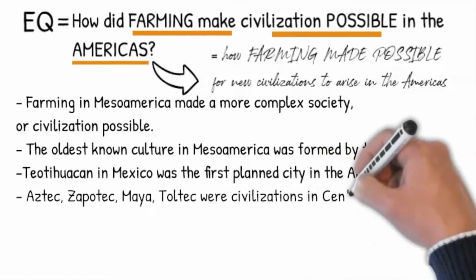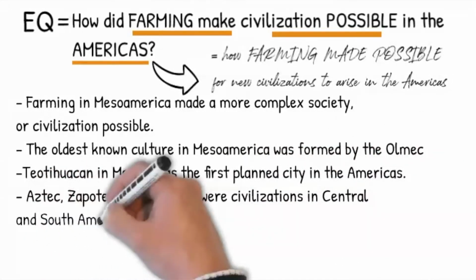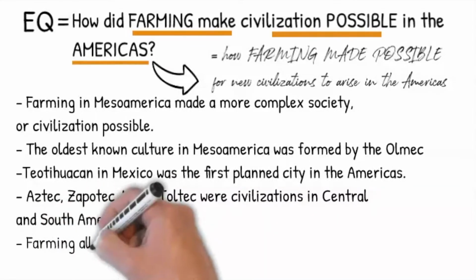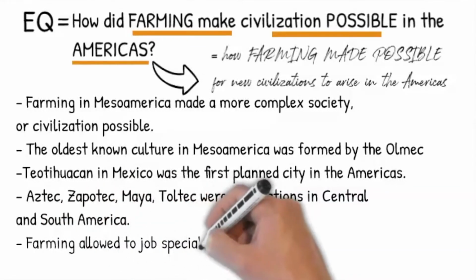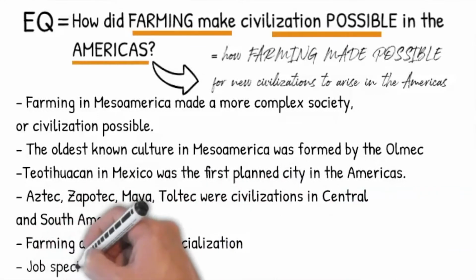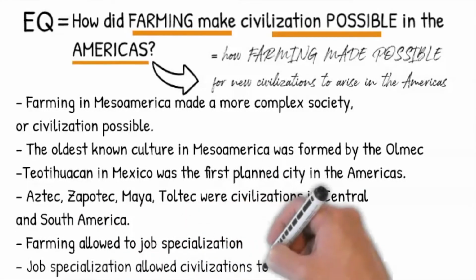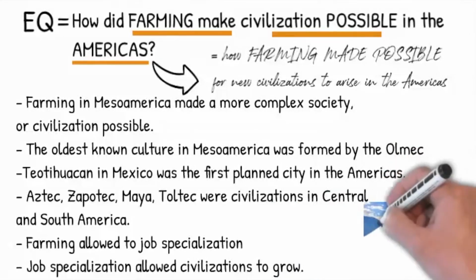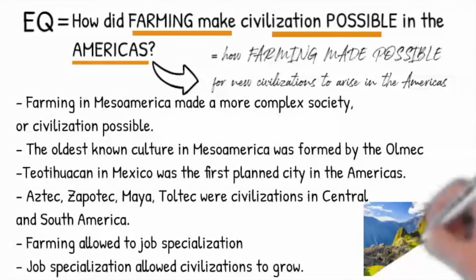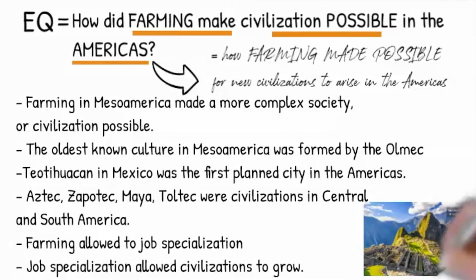Farming allowed people to settle, and as they settled, the need for people to hunt became less. People became specialized in different jobs like building, art, math, and literature. The specialization of jobs, thanks to farming and the abundance of food, allowed these civilizations to grow.